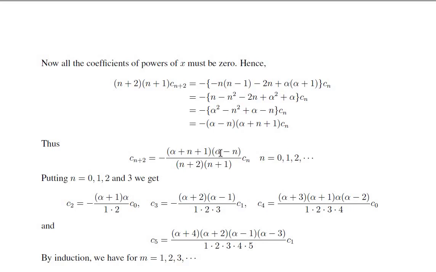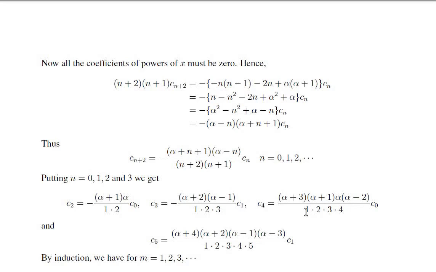C2 will be alpha plus 1 into alpha by 1 into 2 into C0, with a minus sign. And C3 will be, if we put 1 here, alpha plus 2 into alpha minus 1 by 1 into 2 into 3 into C1. If we put 2, we will get alpha plus 3 into alpha minus 2 by 3 into 4 into C2 will come.